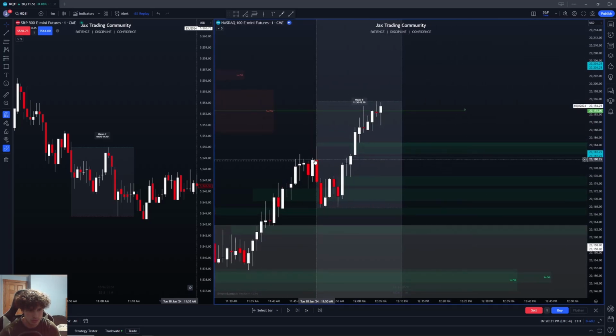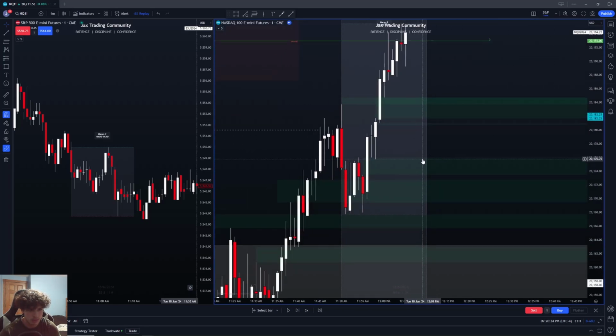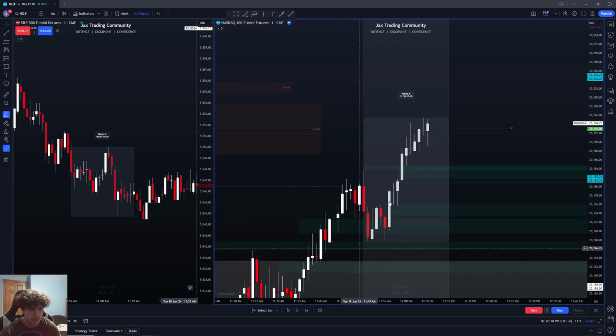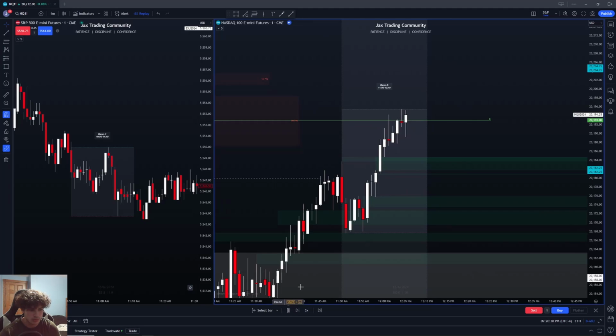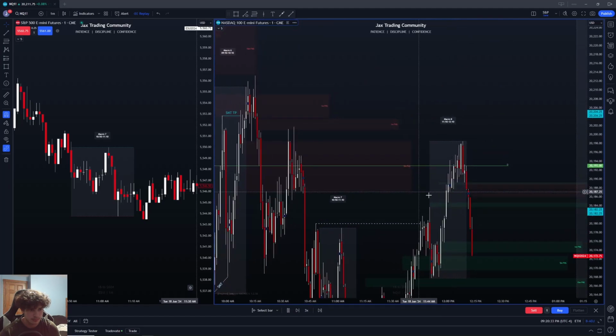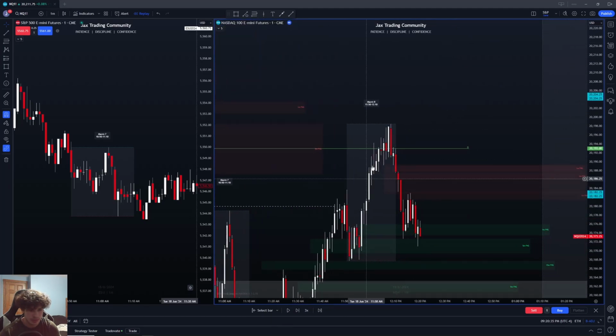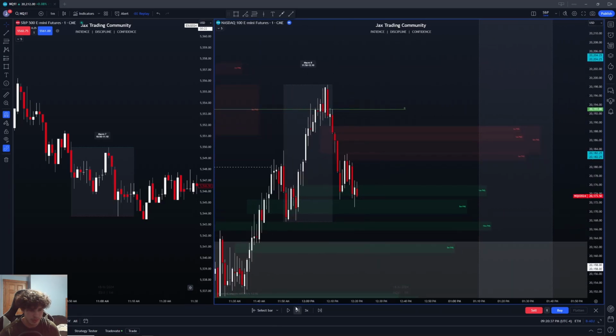Not yet. As you can see, there's no displacement. There's not really any fair value gap created here. So we'll just keep running up. Once again, right after this macro, we stop doing the move and we go back down.